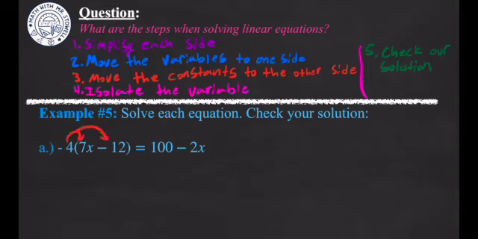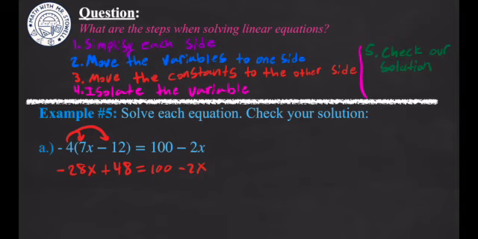Okay, so -4 times positive 7x is a negative 28x. -4 times -12 is actually positive. Negative times negative is positive. 4 times 12 gives us a 48. And that's equal to 100 minus 2x. Okay. This seems pretty simple on both sides. We have no fractions, no decimals, no parentheses. It's just our numbers and our numbers with variables, our constants, and then our other terms. Okay, step 1 is complete.